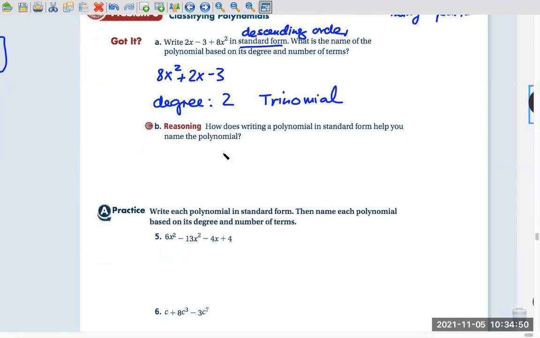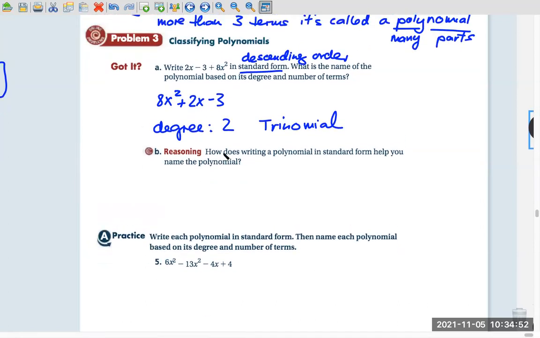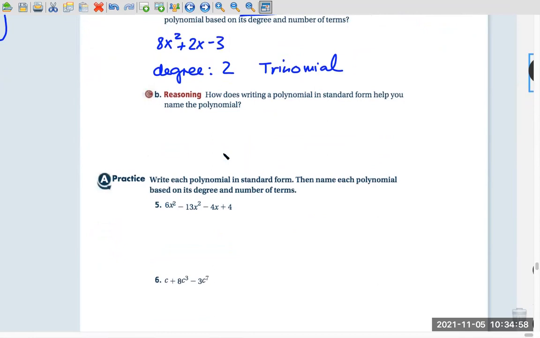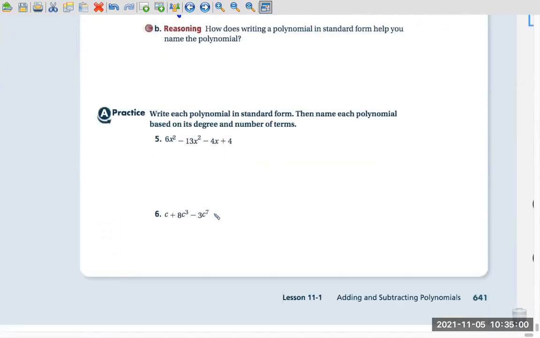Okay, then let's go on the bottom of this page. Remember, you can always pause the video. I'm going fast to catch up. Same question, we're writing it in standard form. We're going to name each polynomial based on the degree and the number of terms. I'm doing number 6. So the highest power is 3, but it's a negative.